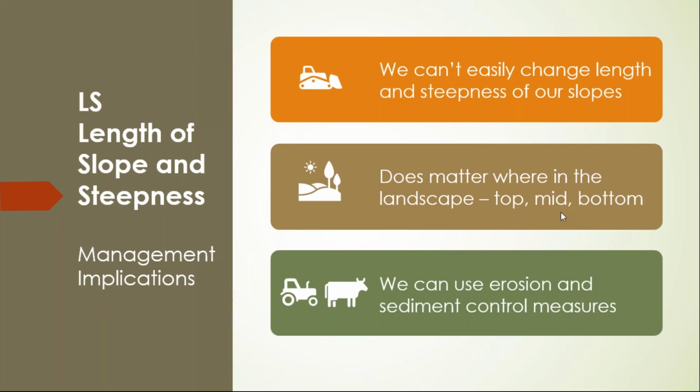So in summary, we can't easily change the factors. We can't change the length and the steepness of the slope. It does matter where we are in the map, the landscape and the watershed, whether we're in the top, the upper, middle, or bottom. We can use soil erosion and sediment control measures or create speed bumps. But again, I'm going to leave that for Julie.